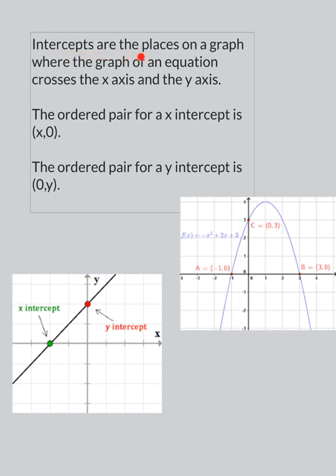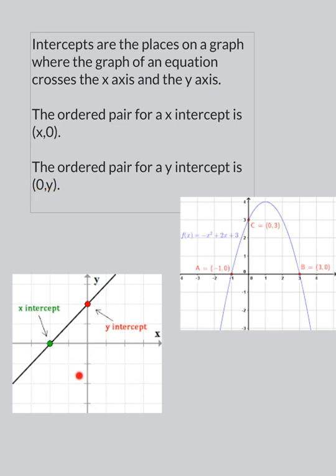Intercepts are the places on a graph where the graph of an equation crosses the x-axis and the y-axis. The ordered pair for an x-intercept is (x, 0), and the ordered pair for a y-intercept is (0, y).